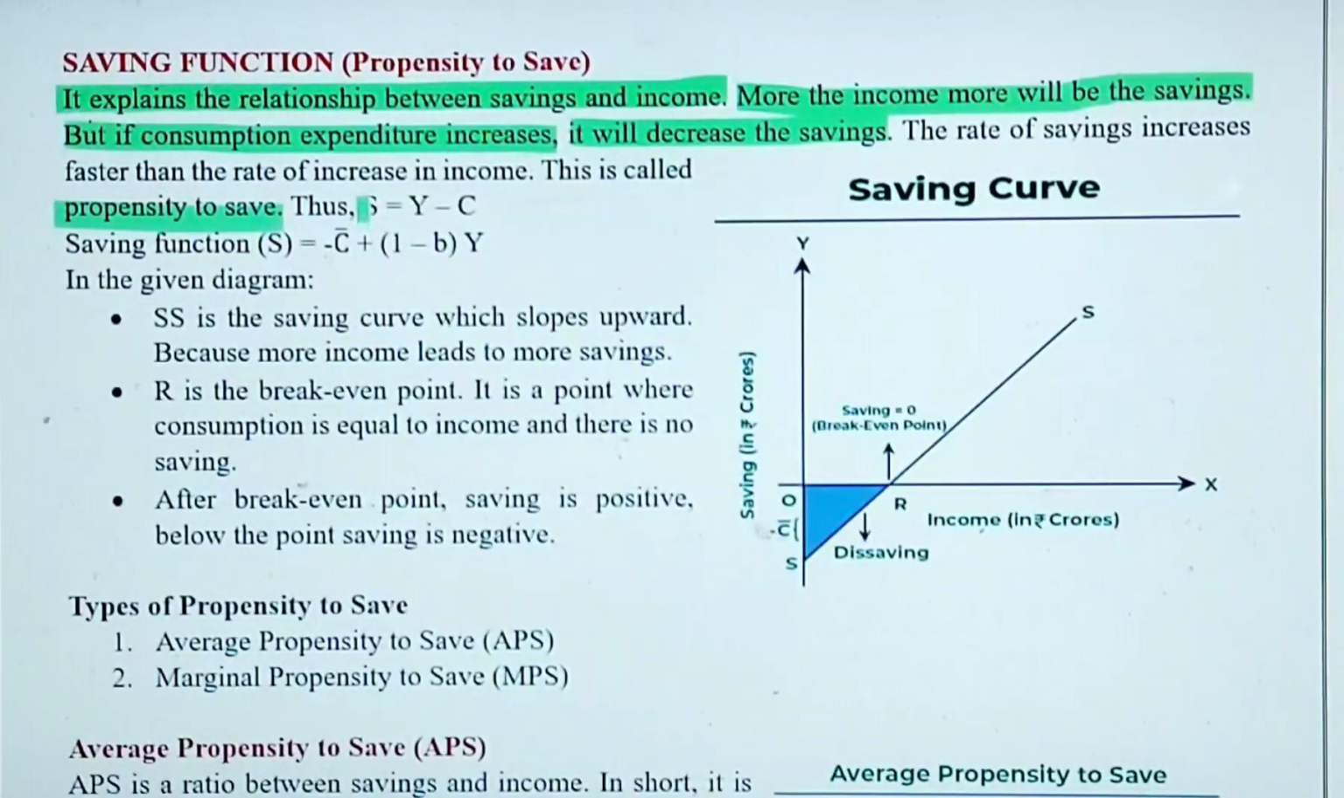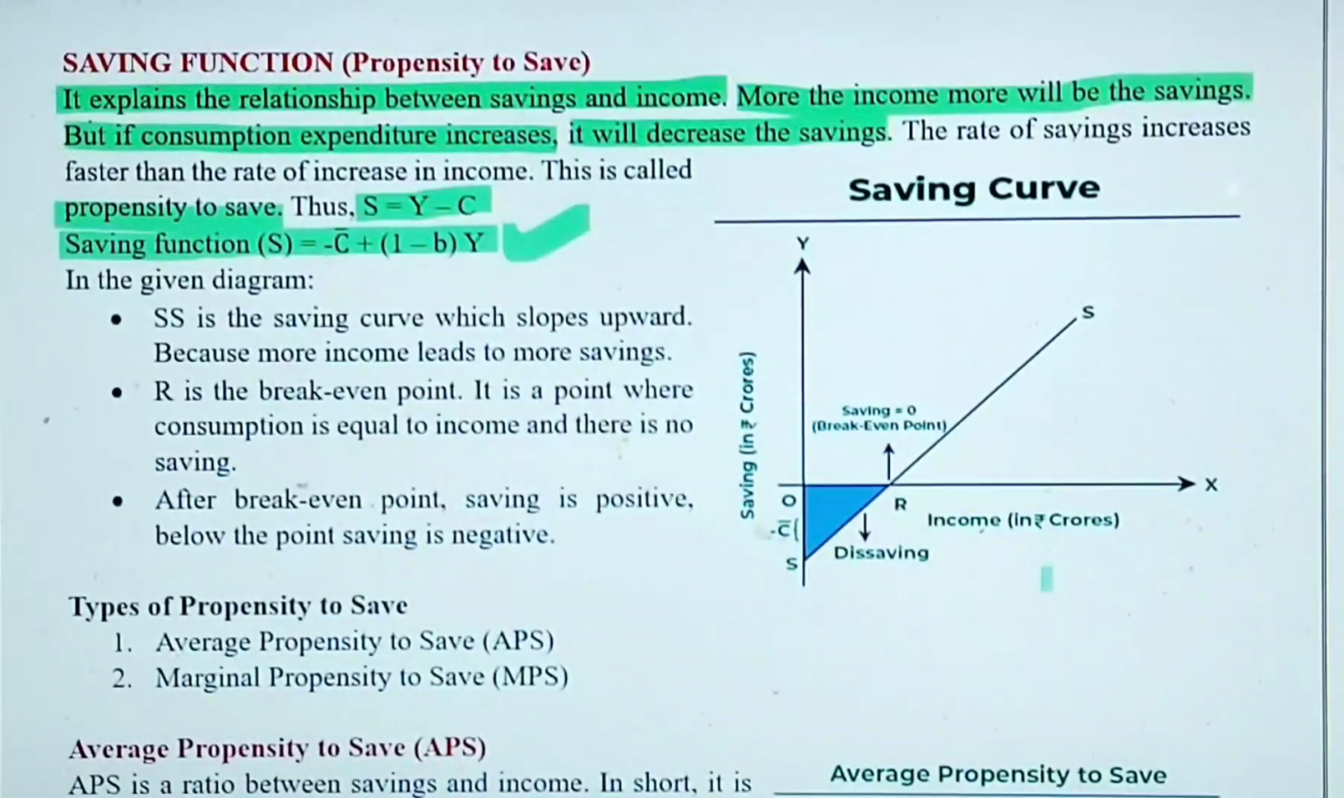And here this is the common formula for saving: S is equal to Y minus C. S stands for savings, Y stands for income, C stands for consumption. So income minus consumption will give you saving. And this is the saving function formula, that is minus C bar plus (1 minus b) into Y. We will be doing numericals on this, so just keep it in mind here.